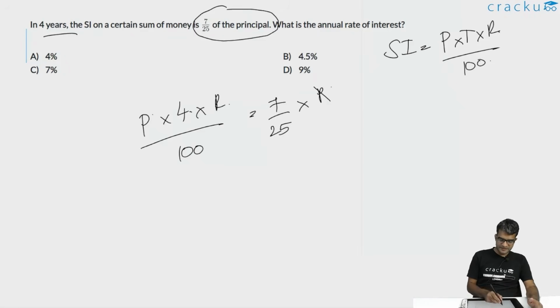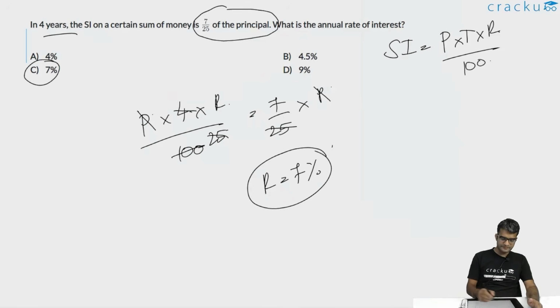You can cancel principal here, 4 divided by 100 is 25. You can cancel 25 here and 25 here. So the rate of interest is equal to 7%, which is option C.